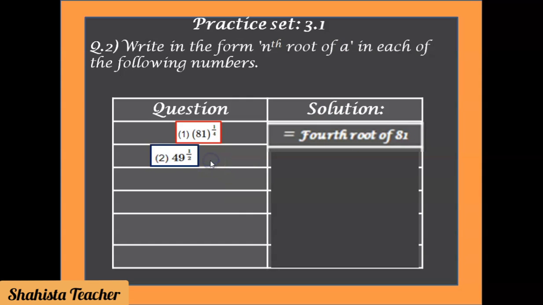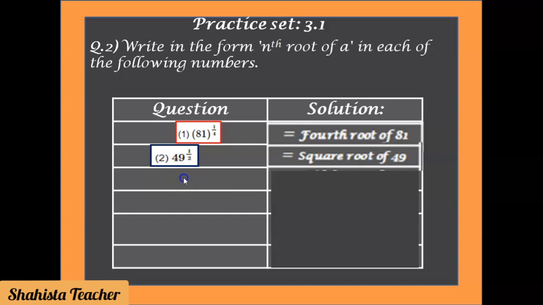Next sub question. 49 1 upon 2. This 49 is a, and this 2 is known as square. So we will write square root of 49. 2 is called square, 3 is called cube. So here we write square root of 49 in words. Is that clear? Don't write 81 and 49 in words; we only have to write the index in words. So fourth root of 81, square root of 49.